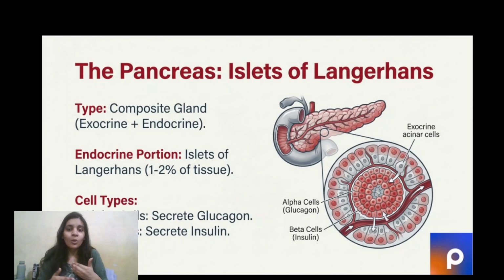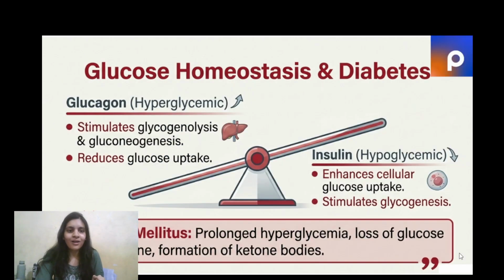It also has various cell types. The one type is called alpha cells. Alpha cells secrete glucagon. And the second type of cells we have are beta cells that secrete the very famous insulin. Alright, so now the most important function of this pancreas gland is glucose homeostasis. The glucose in your blood is always shifting. You take the food, but still the blood sugar cannot be very high.